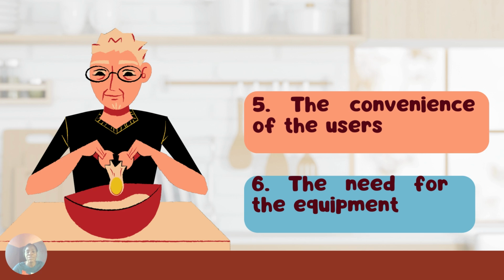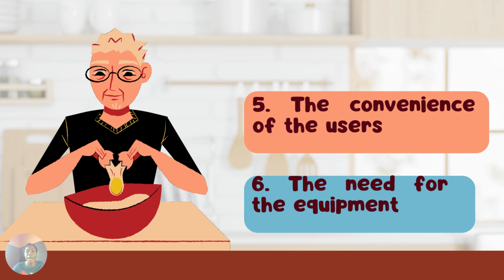Then the next one is the need for the equipment. You don't buy an equipment in the kitchen that you don't need. All right, we have different kinds of equipment, maybe yam pounder. We have a lot of labor saving devices in the kitchen. If you end up buying a labor saving device in the kitchen and you don't use it, that's a waste of resources or money. So you need to buy the equipment that you need.